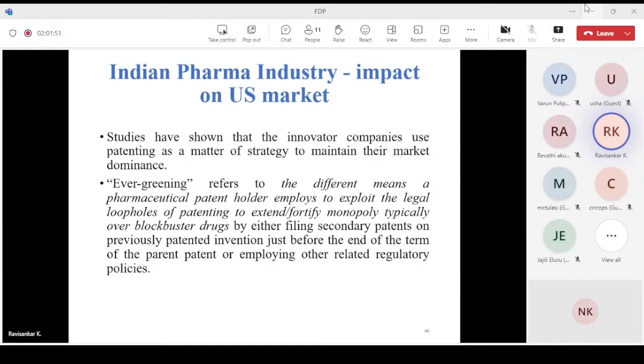Intellectual property and heritage in the digital world. We are going to know the details of how IPR plays a key role in this competing world. Thank you, sir. Please ask me if you have any questions.